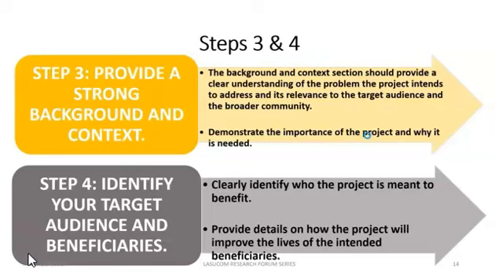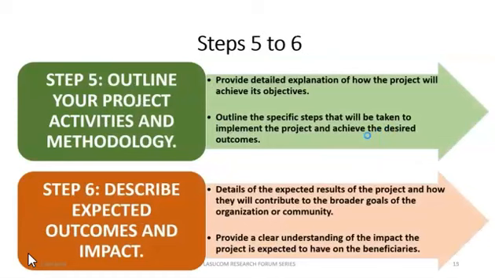Then step 4 is to identify your target audience and beneficiaries. Clearly identify who the project is meant to benefit, and provide details on how the project will improve the lives of the intended beneficiaries. Step 5, outline your project activities and methodology: provide a detailed explanation of how the project will achieve its objectives, outlining the specific steps that will be taken to implement the project and achieve the desired outcomes. And step 6, describe expected outcomes and impact. How would it impact the community?